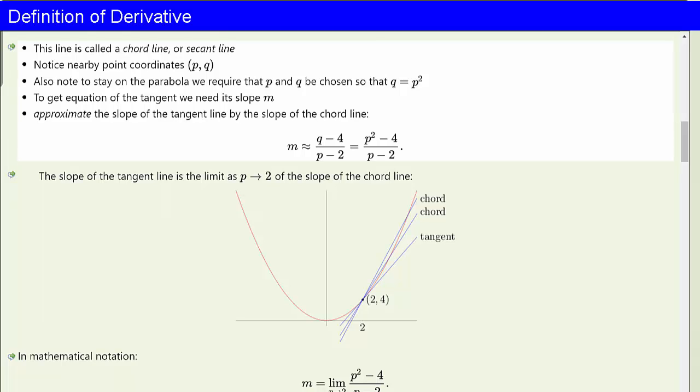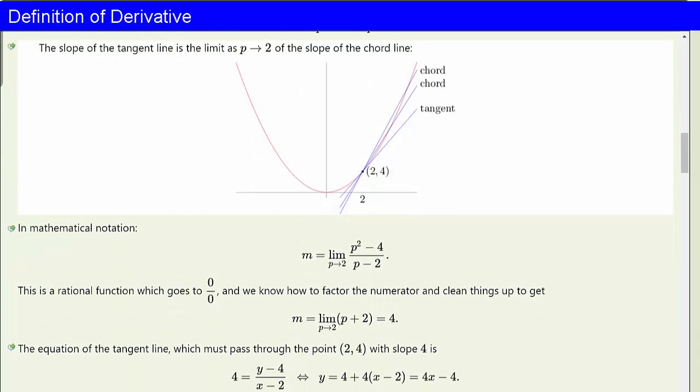Now to get the equation of the tangent line, we're going to need its slope. Let's call it m. If we can find its slope, then we will know the equation for the tangent, since we know it must pass through the point (2, 4). So we approximate the slope of the tangent, approximate, mind you, by the slope of the chord line. m is approximately the difference in the y-coordinates divided by the difference in the x-coordinates of the two points (P, Q) and (2, 4). That is, Q minus 4 over P minus 2. And that's equal to P squared minus 4 over P minus 2, since Q must be equal to P squared.